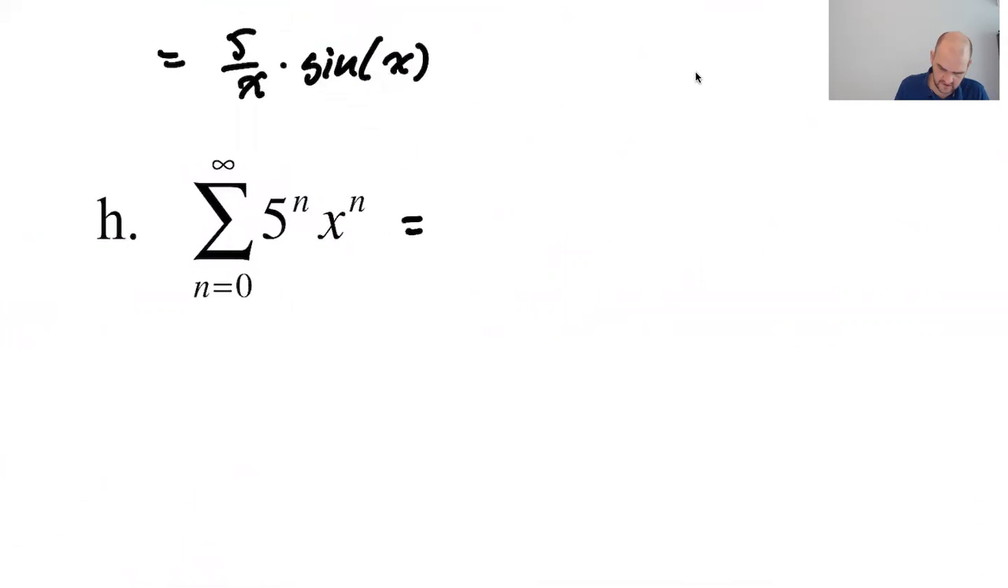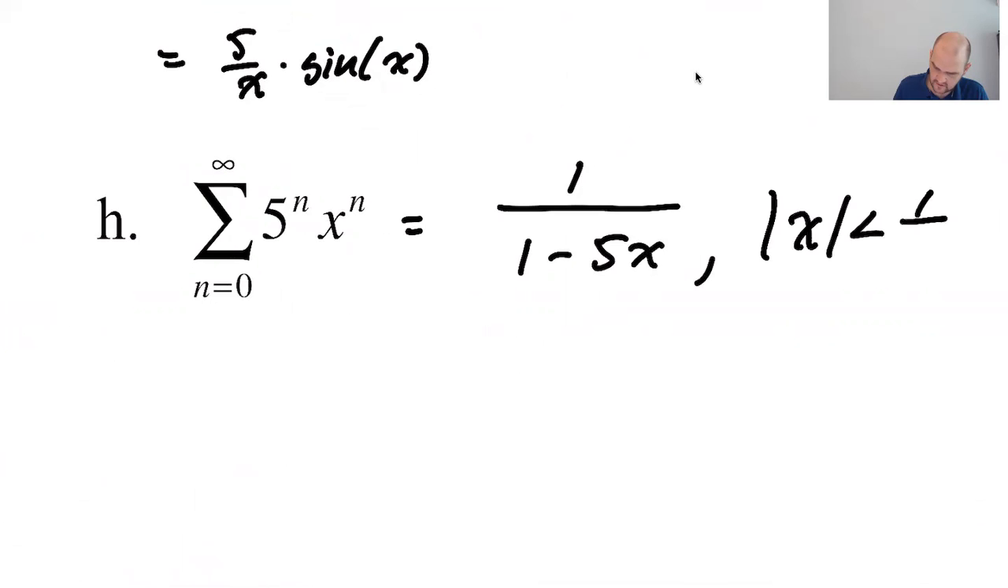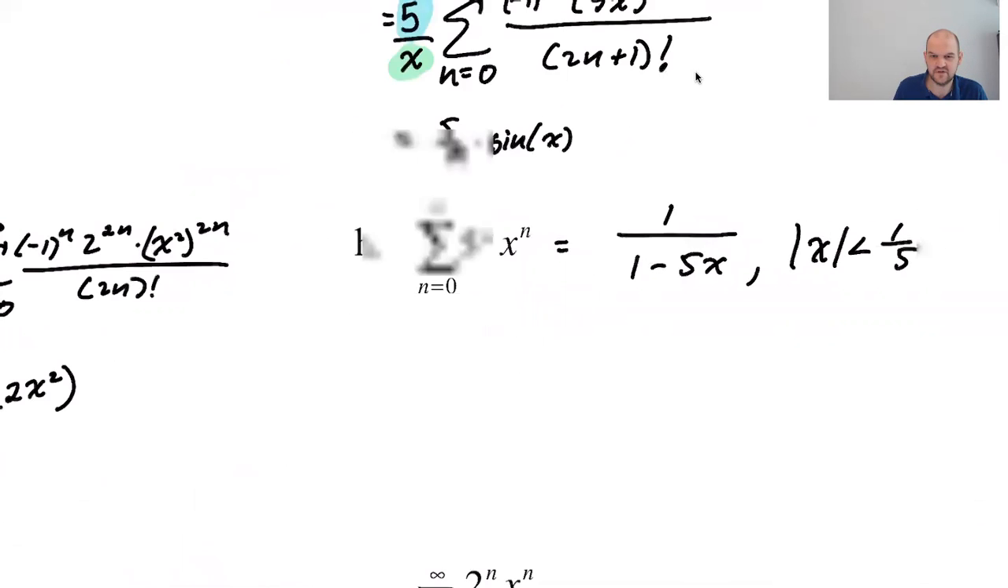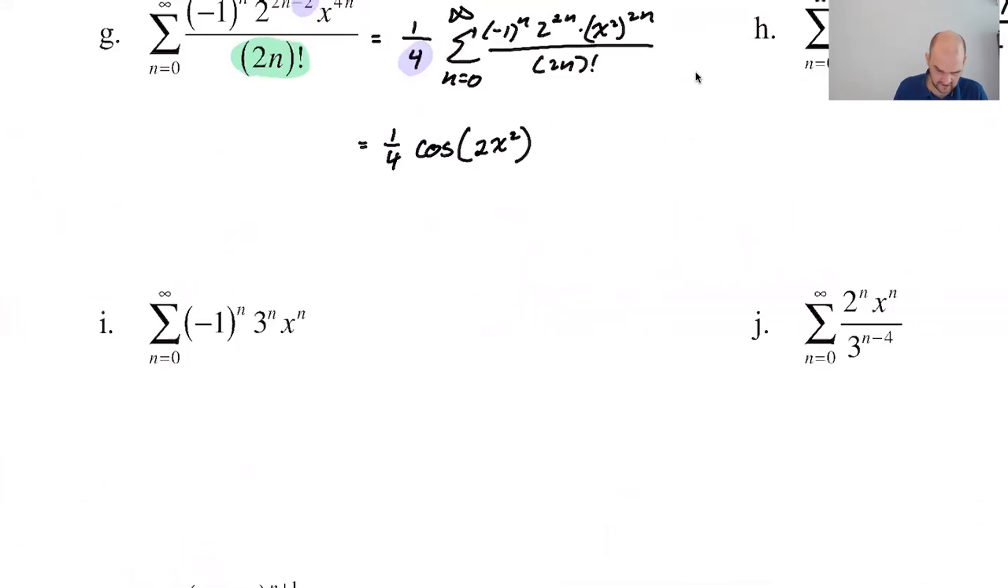This is just 1 over 1 minus 5x. But this has a restriction, the absolute value of x less than 1/5.